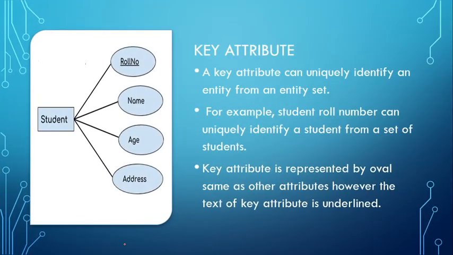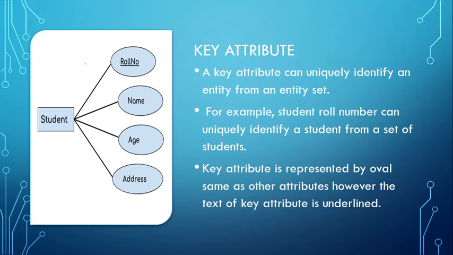So now let's take a look at key attribute. The first type of attribute is the key attribute. A key attribute can uniquely identify an entity from an entity set. With the help of this key attribute, we can identify the entity very easily, and we can retrieve the information also. Later we call this a primary key, the main important key.